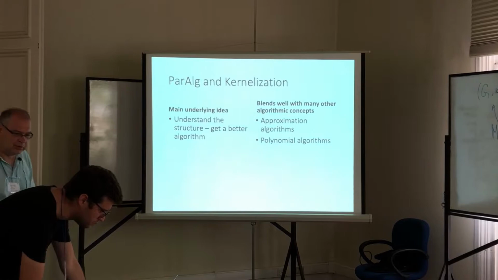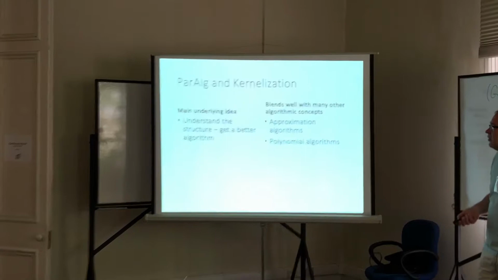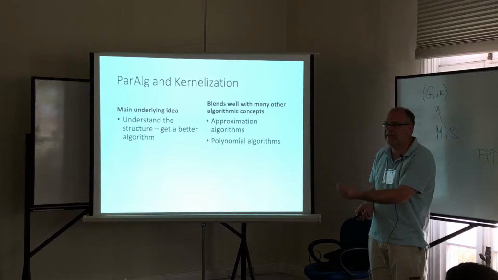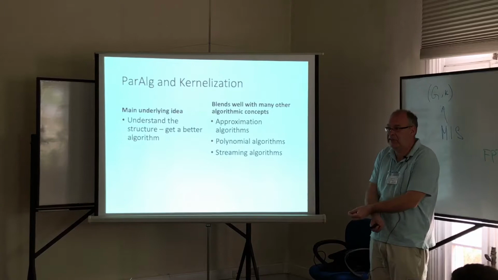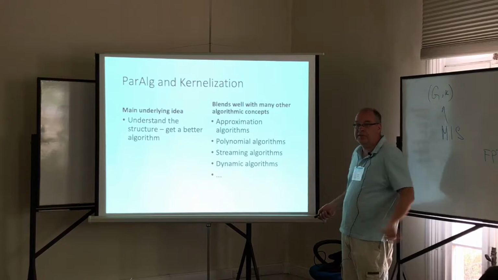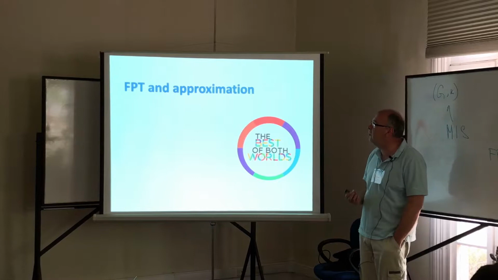We can try this, and people are doing it: parameterized analysis of polynomial time algorithms, right? We can exploit the structure, for example, to get a faster matching algorithm. Or can you use structure to get better matrix multiplication algorithms? Streaming algorithms, dynamic algorithms, it looks like this concept applies very well to different areas of algorithms. So let me briefly give one example of what I mean by, for example, blending FPT and approximation algorithms.